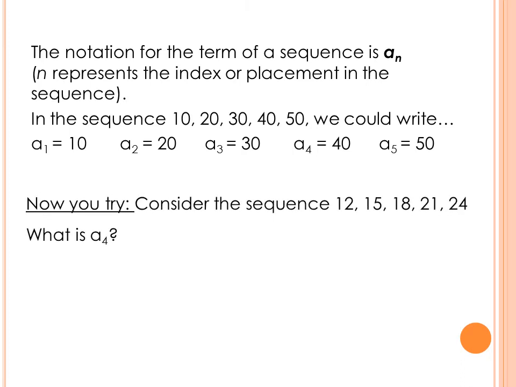So now you try one. Look at the sequence 12, 15, 18, 21, 24. What is a sub 4? This means that we're looking for the fourth term, so you should have gotten 21.